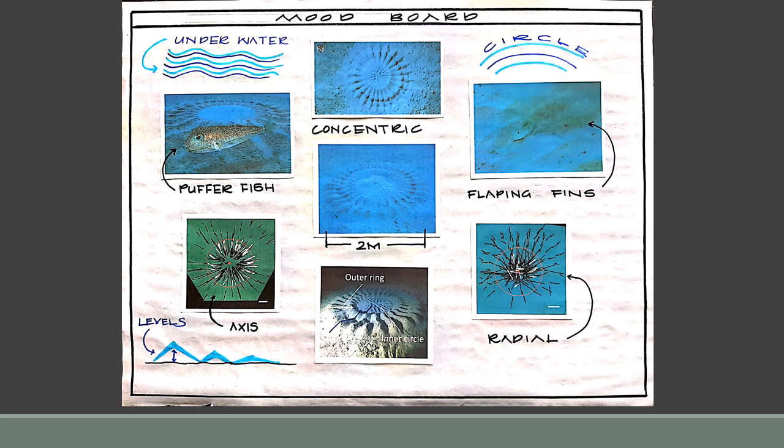As you can see, the circles are mostly concentric. I've done this mood board which shows the different types of circles. This is the concentric circle, and the axis is usually radial. They have different types of rise and level, and there are two rings, the inner ring and the outer ring. So this is the animal architecture which I have chosen.